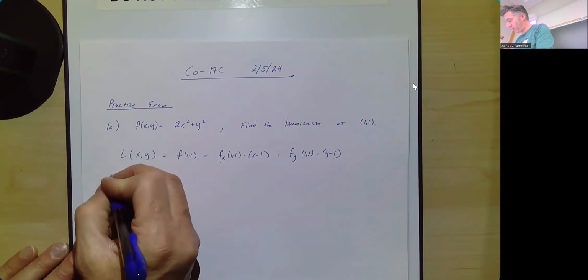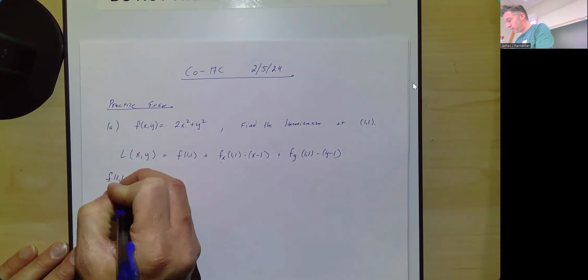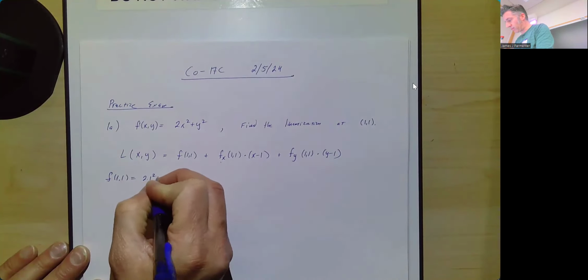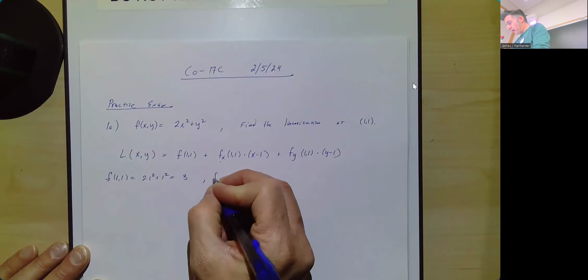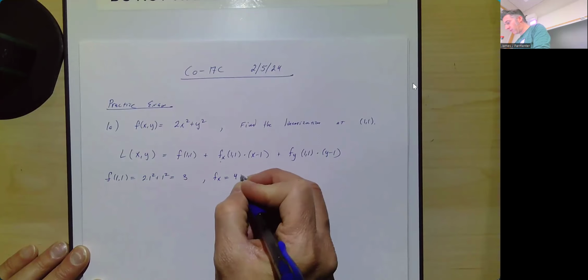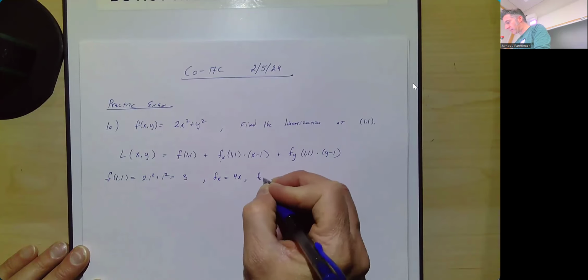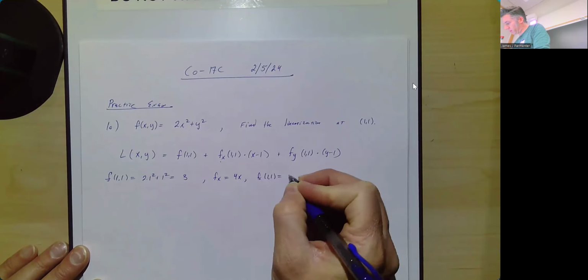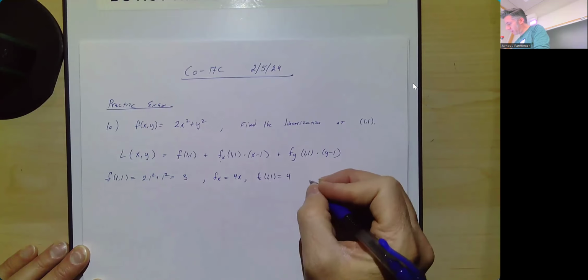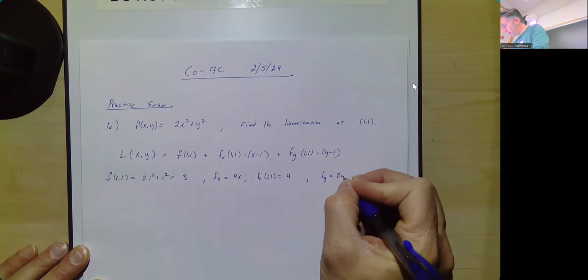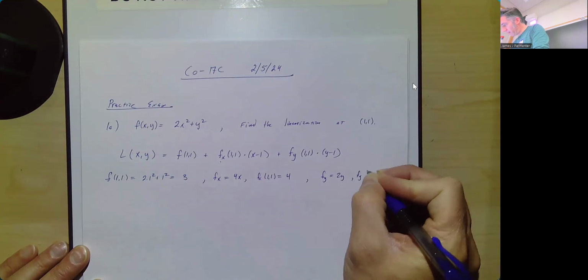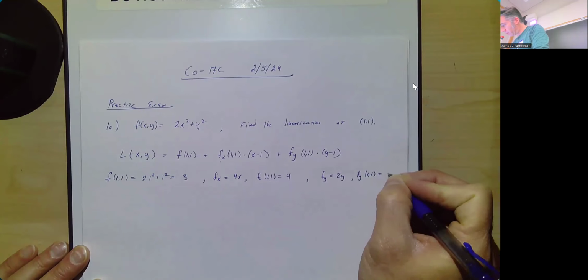So let's find f of 1, 1, no big deal. That's going to be 2 times 1 squared plus 1 squared, which is 2 plus 1. Fx is going to be 4x. So fx at 1, 1 is going to be 4 times 1. And finally, fy is 2y. So fy evaluated at 1, 1 is 2 times 1, which is 2.